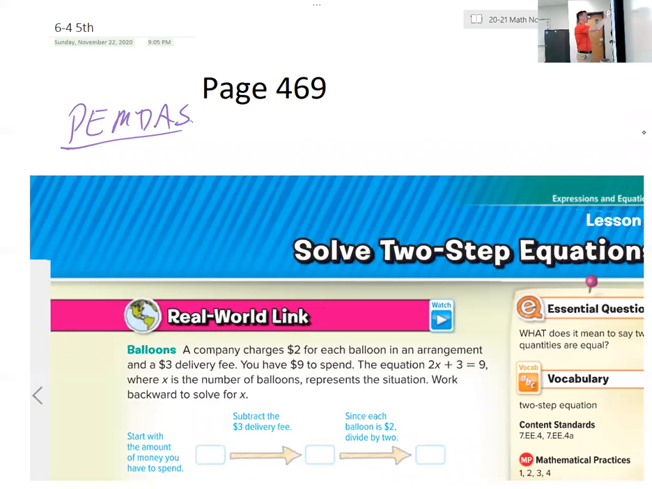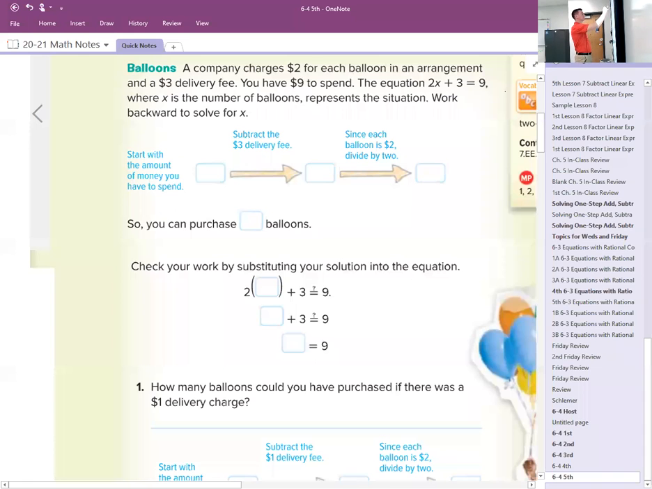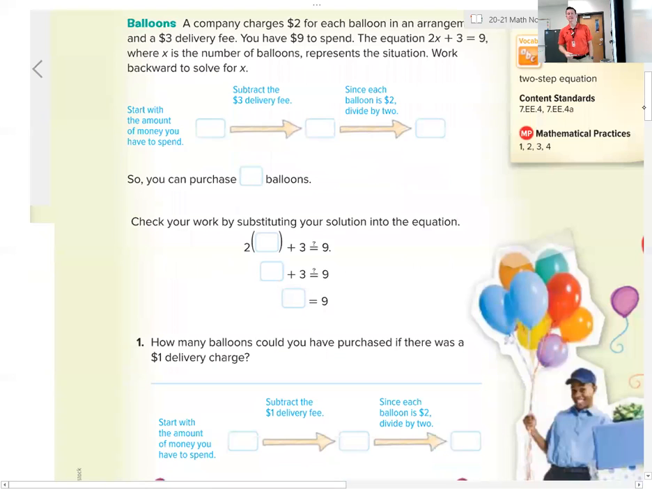Let's get started with the lesson, please. So once again, as I'm writing these notes, whatever I write, unless I tell you otherwise, I expect you to write that very same thing.